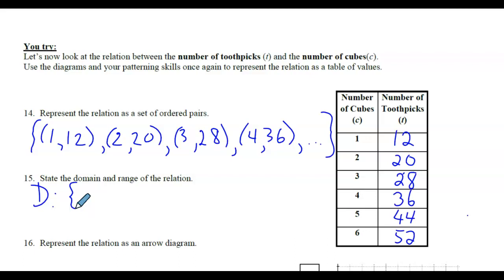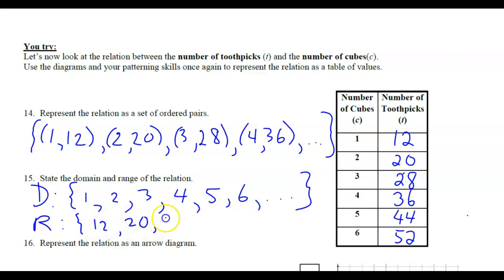So for the domain, it's capital D, a colon, squiggly bracket, and then just the domain values, the number of cubes. Really those in this situation are the set of natural numbers, 1 to infinity. Range: 12, 20, 28, 36, 44. Well, I guess I could do 52. I can fit it in. Dot, dot, dot. Close the brackets.